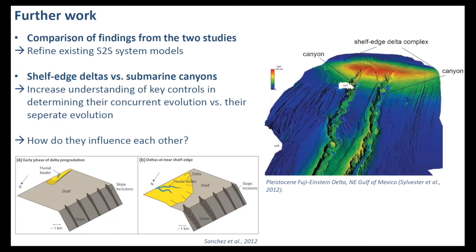resulting geomorphology. So for example, the vicinity of shelf edge deltas is thought to lead to a substantial increase in width and depth of pre-existing slope gullies, which can represent the early stage of a submarine canyon.